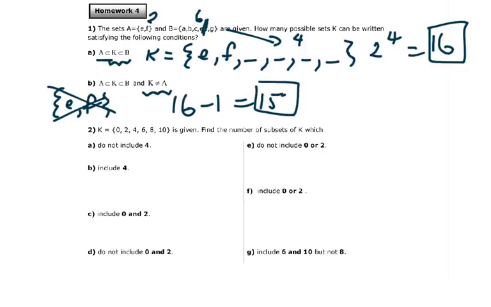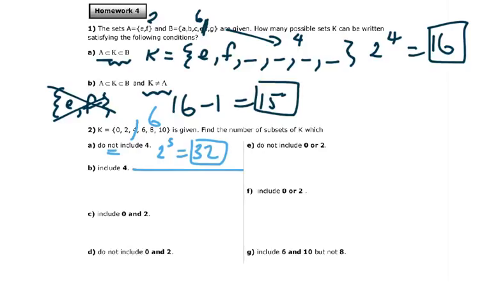Alright, question 2. We've got a different set K, and we need to find the number of subsets of K which do not include 4. So if we take away 4 from our set K, we originally had 1, 2, 3, 4, 5, 6 elements, and so not including 4, we have 5 elements remaining, so 2 to the power of 5. So our answer will be 32.